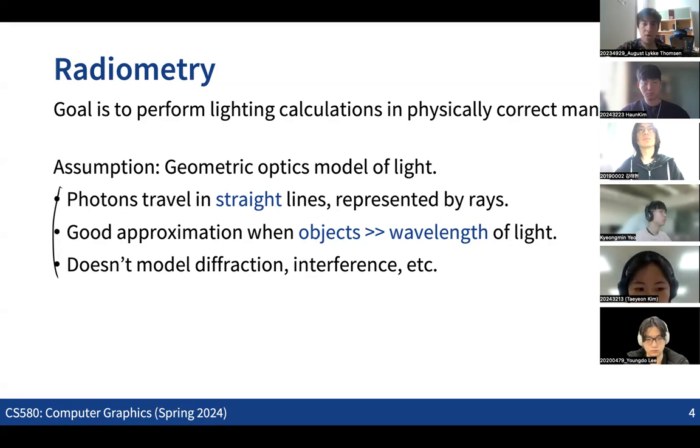And obviously we also assume that all the objects have a size which is much larger than the wavelengths. If we have very tiny objects, then all the assumptions that we are having here might be broken. So we are assuming that the objects are big enough compared to the wavelengths, which are very tiny. And we don't model any deflection or interference. We only care about reflection, the model that we can typically see. Those are the assumptions for radiometry.